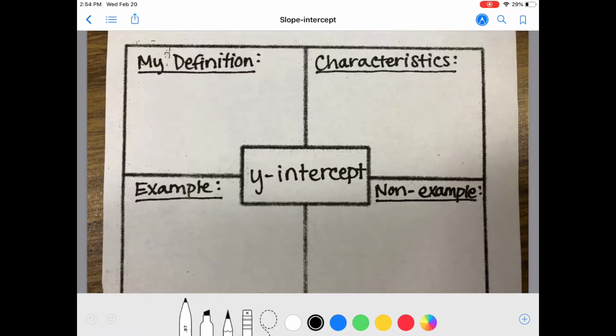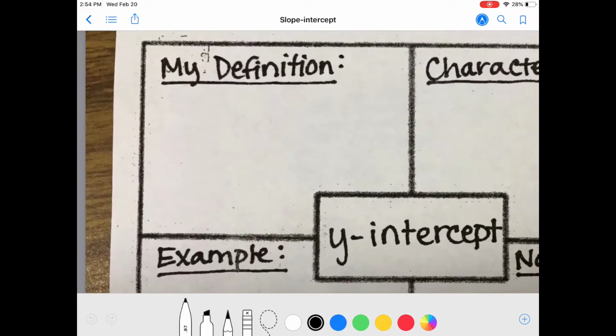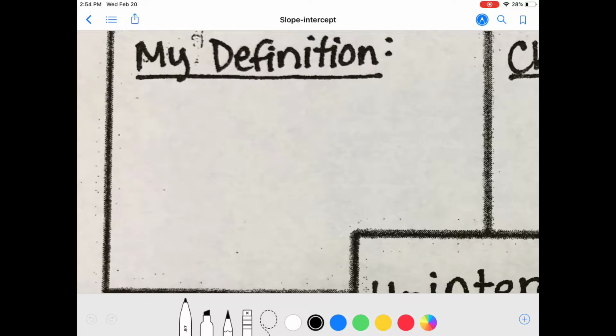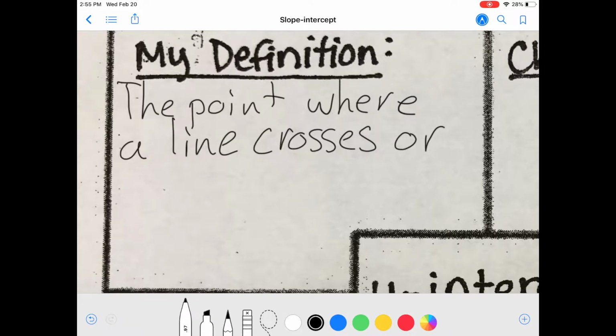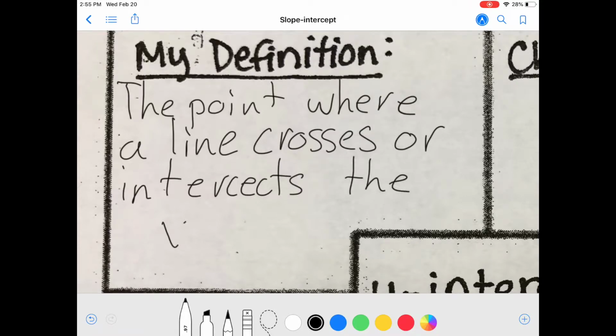In this video, we're going over the initial notes for y-intercept and slope-intercept form. So we first looked at what a y-intercept means. My definition of y-intercept is the point where a line crosses or intersects the y-axis.